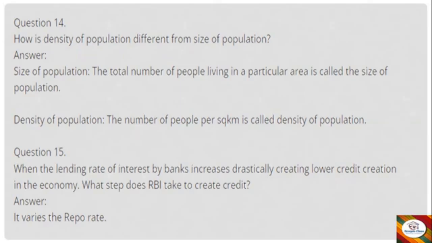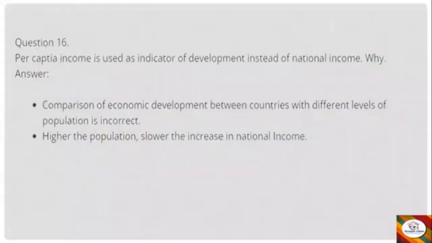When the lending rate of interest by banks increases drastically, creating lower credit creation in the economy, what step does RBI take to create credit? And the answer is it varies the repo rate. So the bank varies the repo rate. Next, question 16. Per capita income is used as an indicator of development instead of national income. Why? So the answer is because comparison of economic development between countries with different levels of population is incorrect. Higher the population, slower the increase in national income. Okay, so you can write these 2 points.